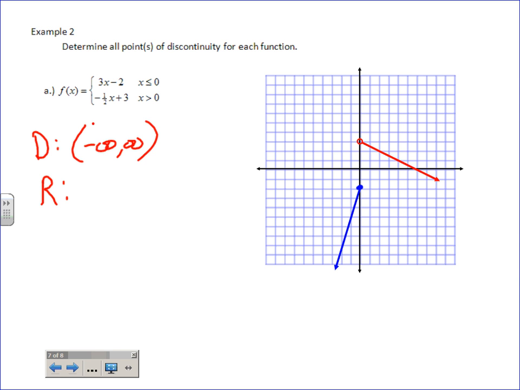How about range? Very good. Negative infinity to 3, not including 3. And it was said the way I wanted to. Very good. In fact, a lot of those y values are going to happen twice. Okay.